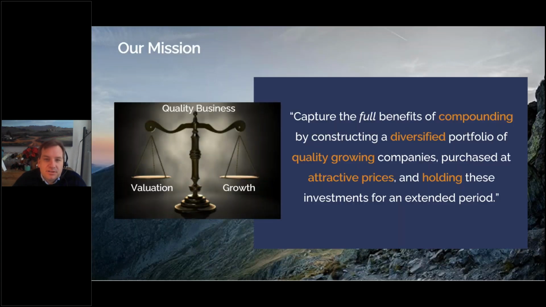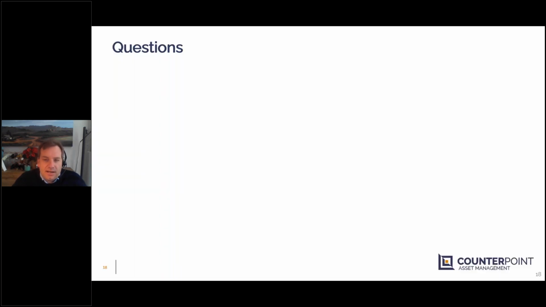So to sum up, our mission is really to capture the full benefits of compounding by constructing a diversified portfolio of growing quality companies that we purchase at attractive prices and hold for an extended period. We're not traders. We don't attempt to time the market. We attempt to value businesses rationally and hold those businesses for as long as they continue to be quality businesses. We do balance valuation and growth, but the core of what we do is that we must have a quality business.